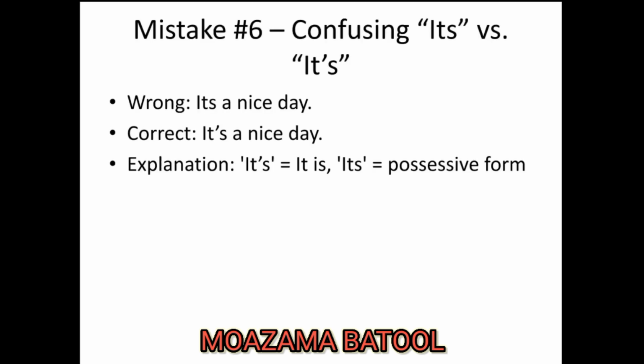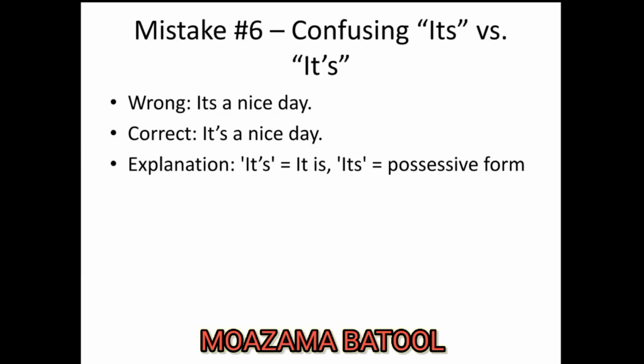Mistake number 6, confusing its versus it's. Both sound similar, but they have different meanings. First, its without an apostrophe is a possessive form that shows ownership. And second, it's with an apostrophe is a contraction that means it is or it has. For example, if we write "its a nice day," it will be a totally wrong sentence. So the correct sentence is "it's a nice day." It's with apostrophe means it is a nice day. And its without apostrophe will be the possessive form, meaning ownership.